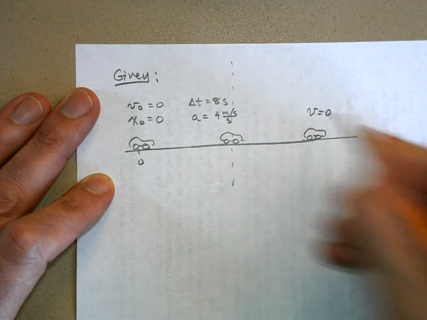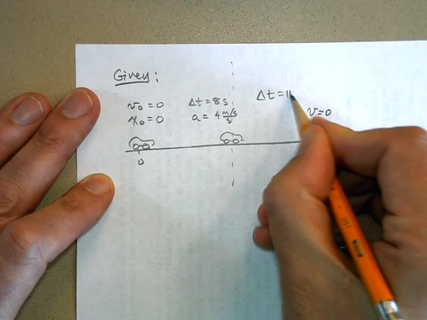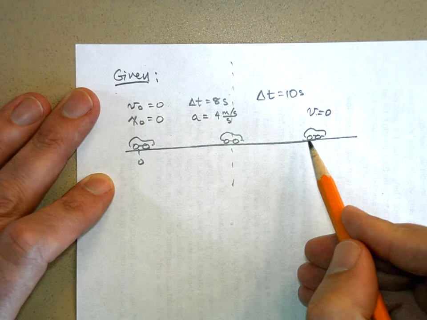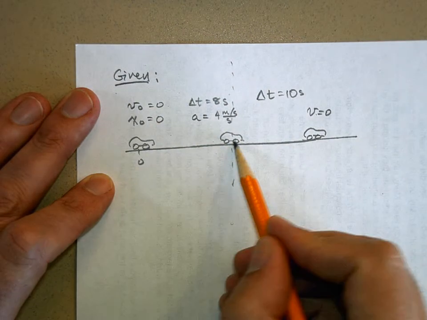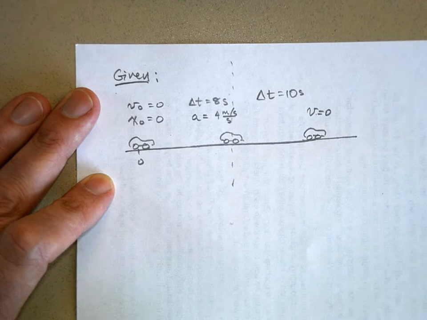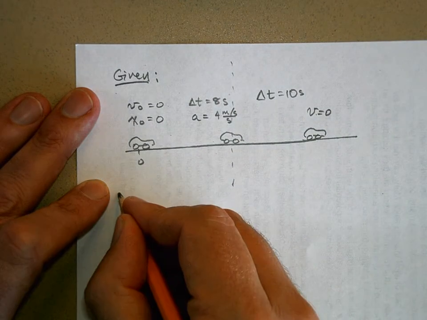V final equals 0 over here. And this second part takes 10 seconds. Now we don't know what the acceleration is, but here's what we do know. The final velocity for the first part of the problem is the initial velocity for the second part of the problem. We'll have to use that to solve the problem. So what are we trying to find?